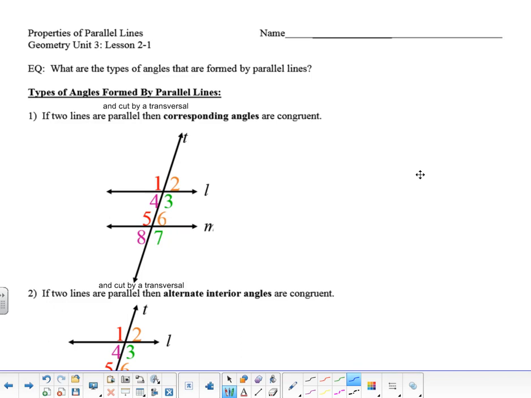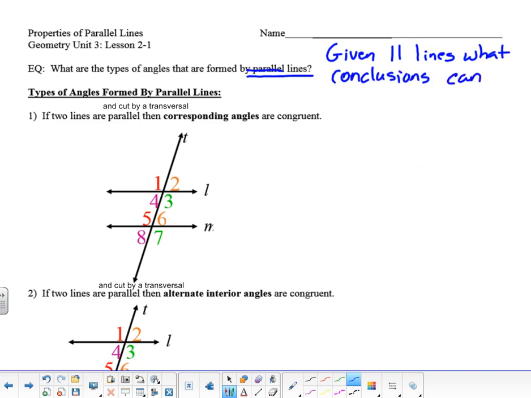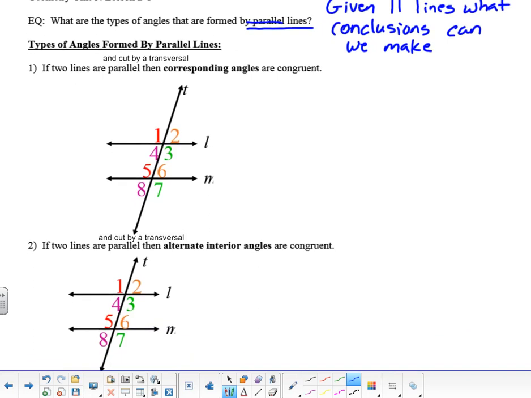We're going to answer this question: what are the types of angles that are formed by parallel lines? Another way of saying that is, given parallel lines, what conclusions can we make? This is the question that we want to answer today. We talked last time in lesson 1 about different types of angles, and we're going to review that a little bit here today and look at these conclusions.